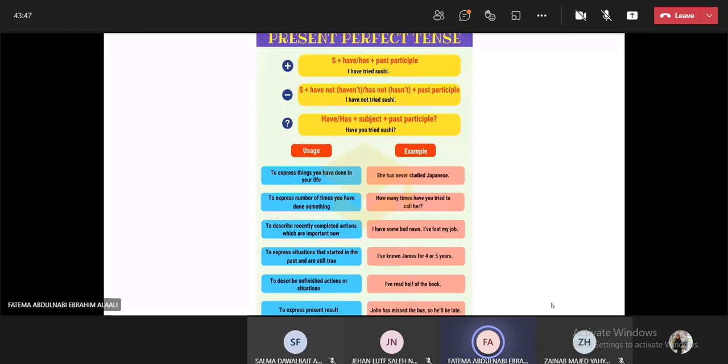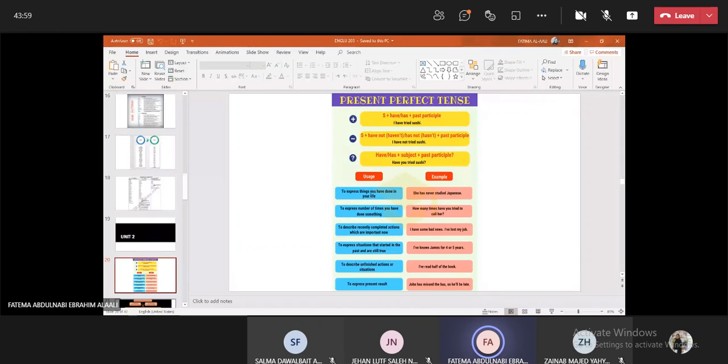Second, to make the sentence negative, we just add not. And if we want to form a question, we just replace has or have with the subject. Okay?